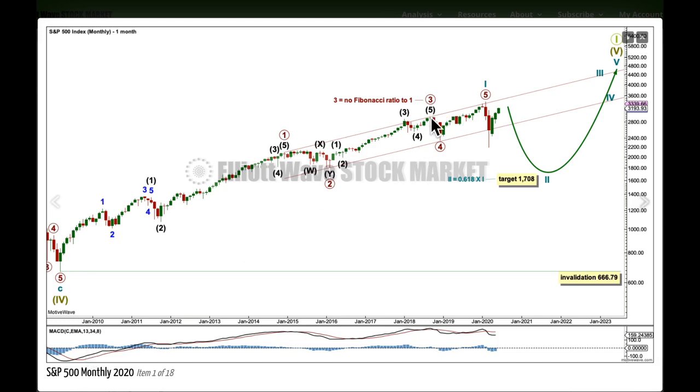There is no Fibonacci ratio between the third wave and the first wave, and the fifth wave is shorter than the third. The third wave is shorter than the first, the fifth wave is shorter than the third, and the first wave is the long extension.